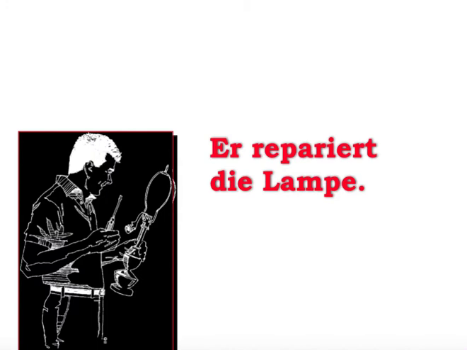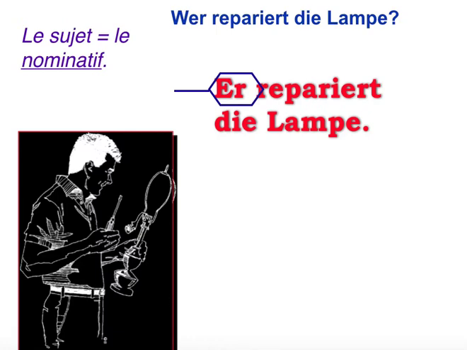A last example for you. Next to this nice picture, we have the phrase repariert die Lampe. He repairs the lamp. So, who repairs the lamp? Wer repariert die Lampe? And the answer is clear. Er repariert die Lampe. He repairs the lamp. And of course, er is the subject and therefore in the nominative case. Whether you say der Mann repariert die Lampe or er repariert die Lampe, both are in the nominative case and both are subjects. Er is simply the personal pronoun.